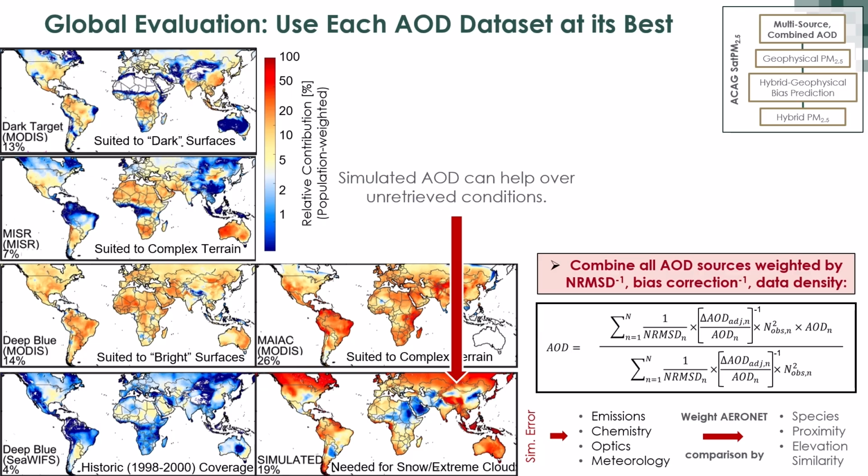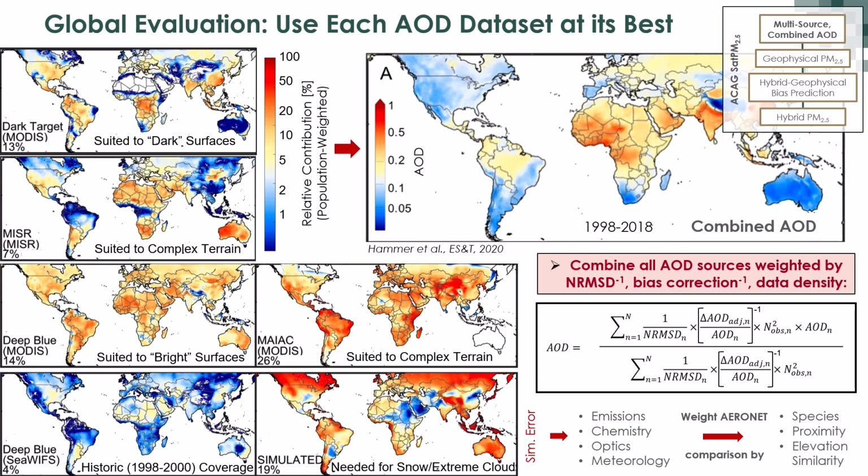Here, simulated AOD uncertainty follows a similar concept of comparisons against AERONET, but rather it uses categories based on speciation and elevation, which are more globally connected to CTM uncertainty than land surface types in NDVI. And bringing this all together, we can produce an overall combined AOD, such as shown here, which takes advantage of each dataset where it is most accurate.